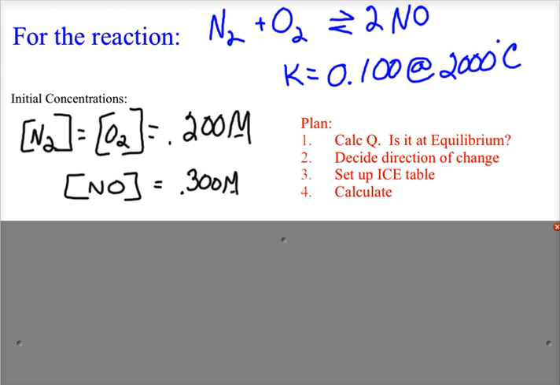So here's another scenario. Now you have all of the reactants and products for this system. First of all, calculate Q and decide if it's at equilibrium. Then decide the direction of change, set up your ICE table, and calculate the equilibrium concentrations of all species. That's a homework assignment.